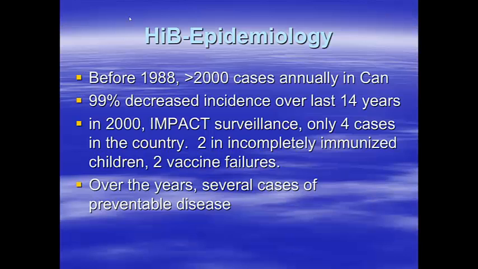A bit about the Haemophilus influenza type B epidemiology. There were more than 2,000 cases annually in Canada before 1988, and the incidence has decreased by more than 99% over the last 14 years. So IMPACT, which was the surveillance program we talked about, has documented only 4 cases in 2000, and in these cases, some of them didn't get the full vaccine series. So they weren't fully immunized, which explains why they were susceptible to the disease.